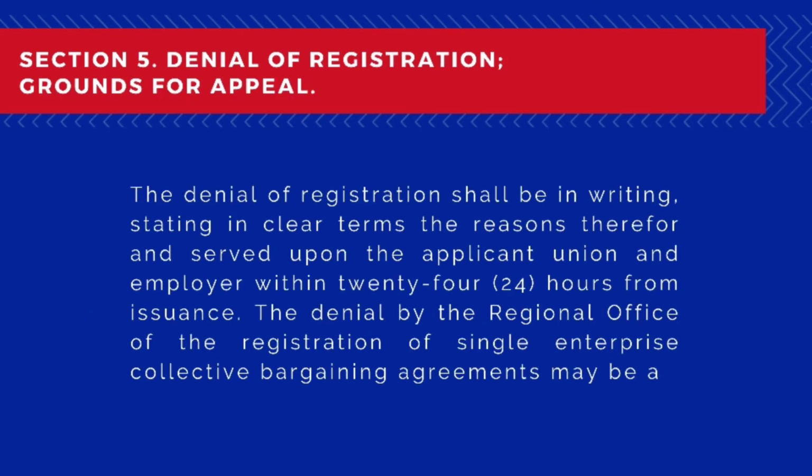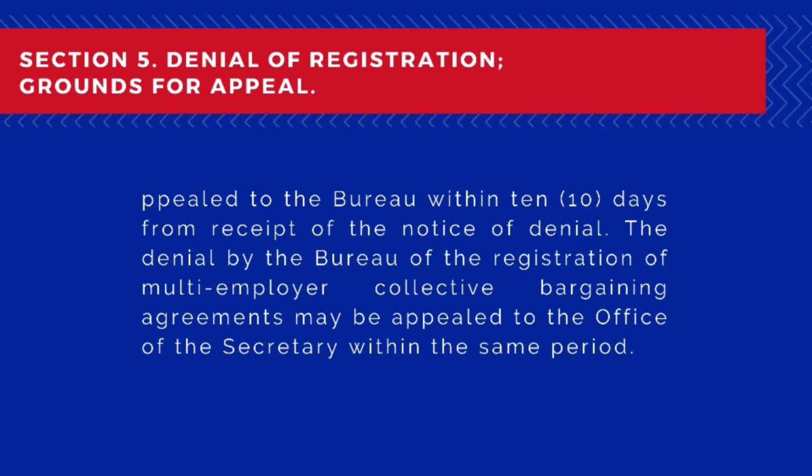Section 5. Denial of registration. Grounds for appeal. The denial of registration shall be in writing, stating in clear terms the reasons therefor, and served upon the applicant union and employer within 24 hours from issuance. The denial by the Regional Office of the Registration of Single Enterprise Collective Bargaining Agreements may be appealed to the Bureau within 10 days from receipt of the notice of denial.